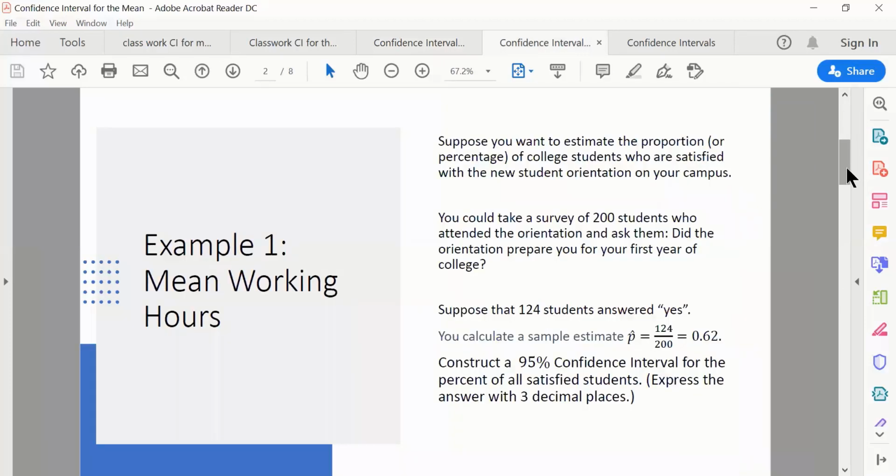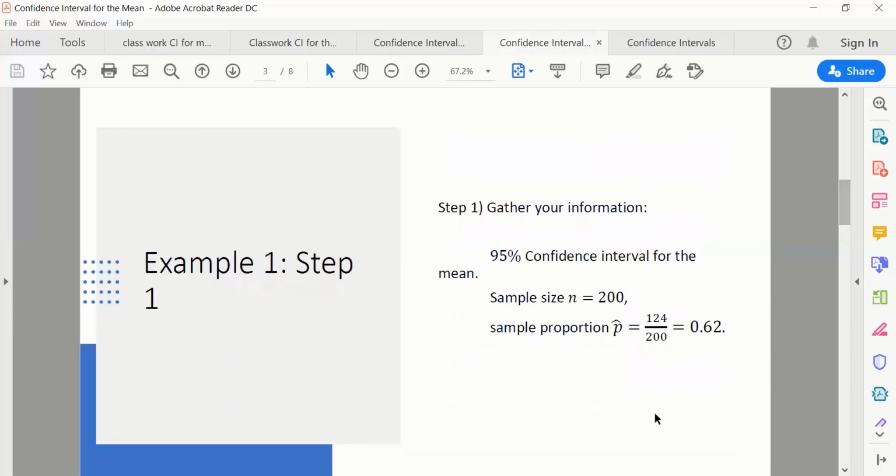So looking at that same example that we had before with the 200 students and 124 said yes, it prepared them. Construct a 95% confidence interval for the percent of all satisfied students. Now they're asking us to express the answer with 3 decimal places. So we want a 95% confidence interval for the proportion. The sample size is 200, and our sample proportion, 124 over 200, is 0.62.